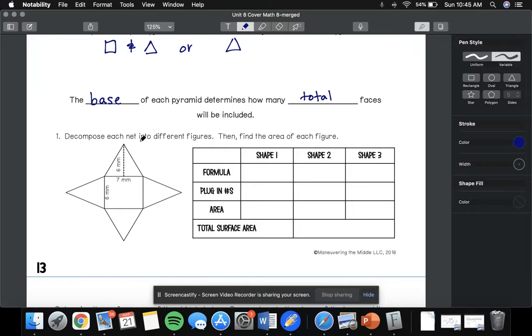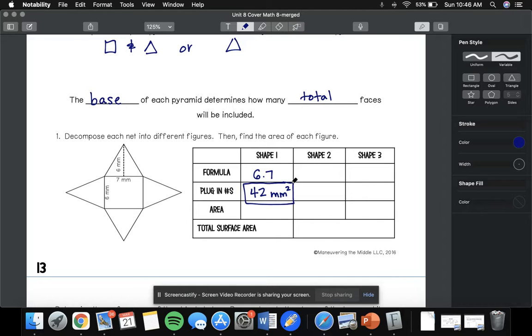Now we have this shape that is decomposed, and we are going to find the total surface area of it. We are just going to break it up into pieces. First, let's do the easiest one. The base is a rectangle, so let's do 6 by 7, and that would be 42 square millimeters. Again, I only have one of them. It's the bottom. I don't have another one on top, so that is my total.